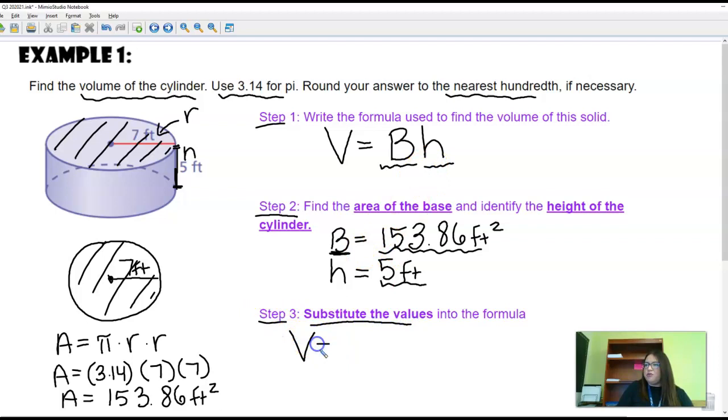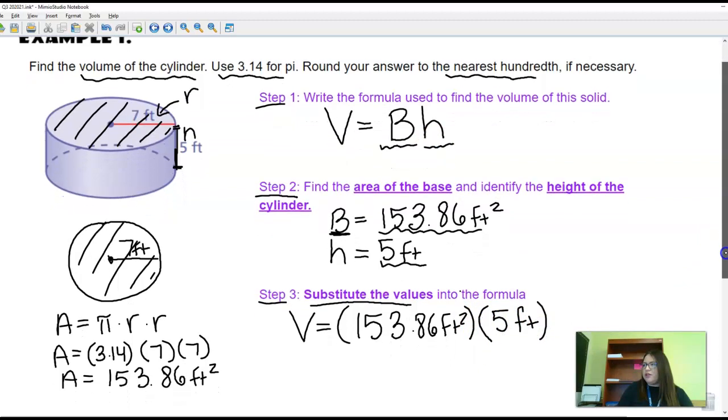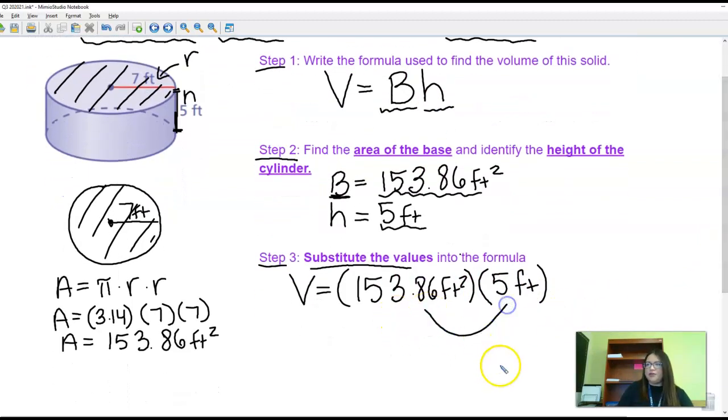So volume equals area of the base times the height of the cylinder. All right, so now all that's left to do is multiply that out. Let's go ahead and multiply it out. And we get 769.3. Now this is volume.